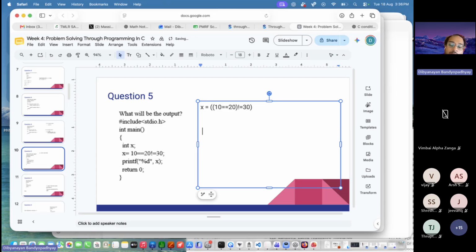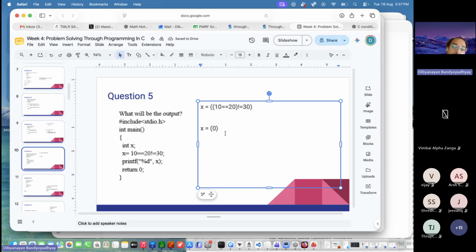So what about the first thing? This is how the expression will be evaluated in the machine. So 10 equal to 20. Is it true or not? It is not true, right? So the first thing will be evaluated to 0. So this is not true, so it will be 0.